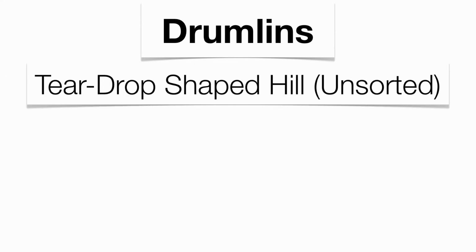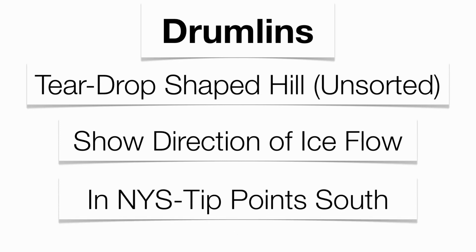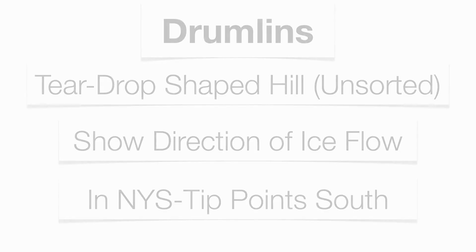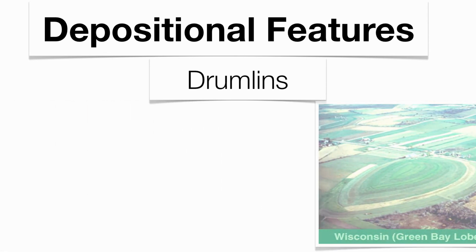Sometimes those glaciers can produce hills as well during their deposition. Now some of these hills that are unsorted sediment are what we call drumlins, and they're somewhat teardrop shaped in nature. The great thing about these drumlins, they also show the direction of ice flow, and in New York State, the tip of the drumlin points south. So here's an actual drumlin itself from up above, and also a profile.